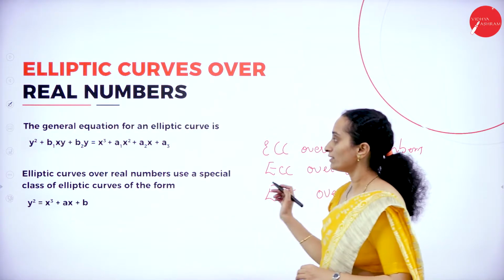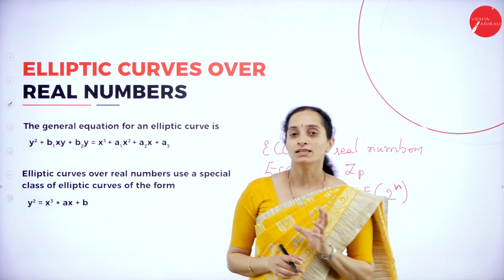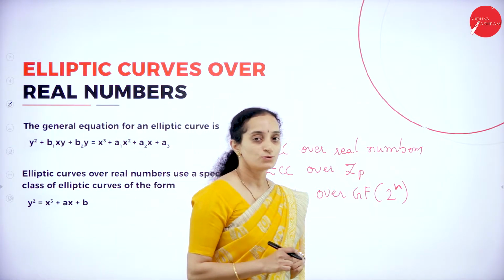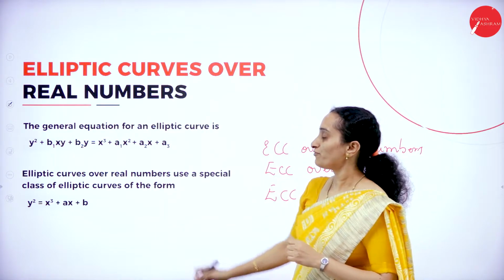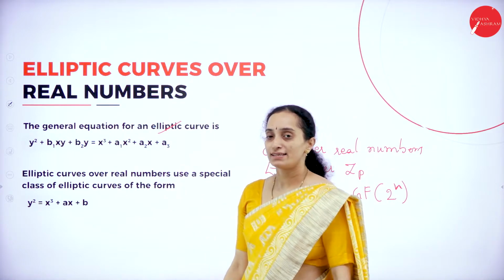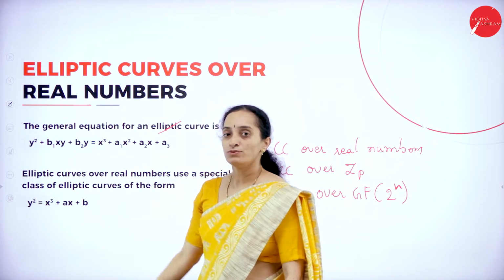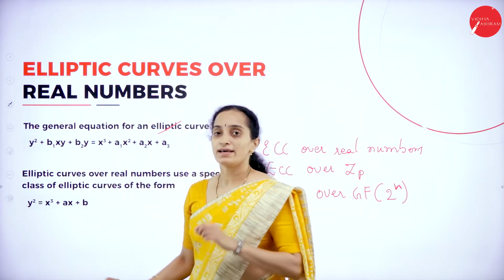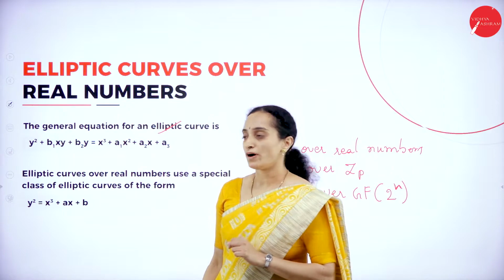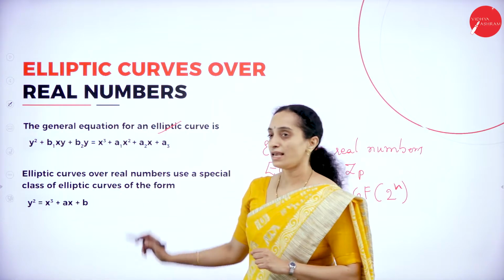We make use of the elliptic curve cubic equation, the cubic equation which is used to find the circumference of a circle. The general equation for an elliptic curve can be given like this: y2 plus b1 into xy. b1 is a real number. x and y are the points on the x-axis and y-axis, plus b2y. This is equal to x3 plus a1 into x2.